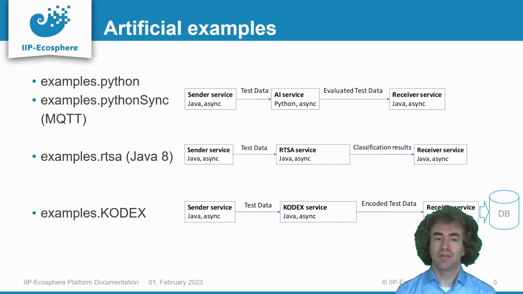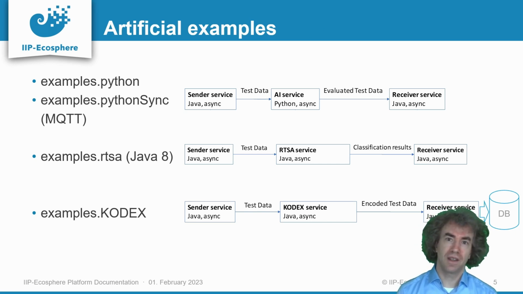So the first thing, of course, is a Python service. It doesn't do much intelligence in that, but it integrates Python here, and its variant called Python Sync does the whole thing in a synchronous fashion. So the Python example has asynchronous services, the Python Sync example has synchronous services. Also, the synchronous Python example employs MQTT for the data transport. The others, for easing the testing on our side, employ AMQP as transport protocol.